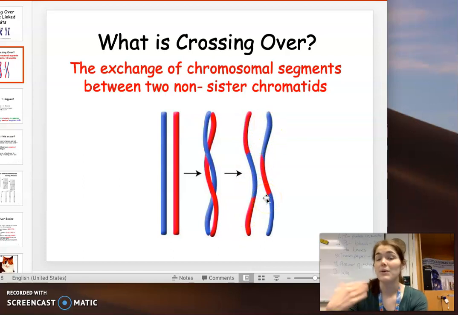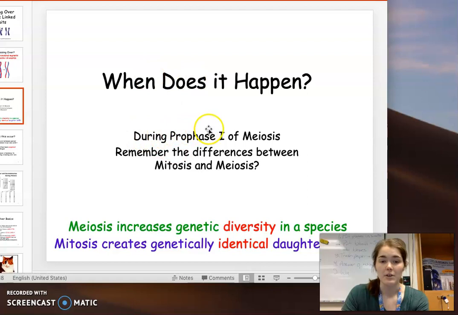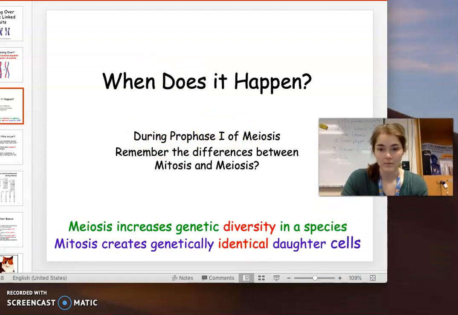This is why if you have siblings, you're not exactly the same, because your parents' chromosomes can cross over in prophase 1 of meiosis so that it's a new kind of trait, a new blended chromosome. So again, it happens during prophase 1 of meiosis, and if you remember, meiosis increases genetic diversity by creating sex cells, whereas mitosis creates genetically identical daughter cells.